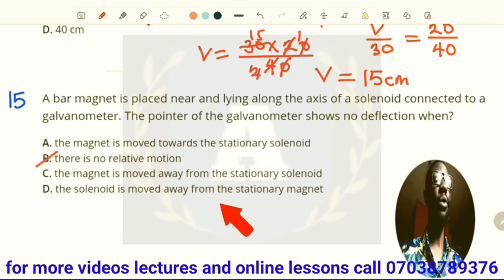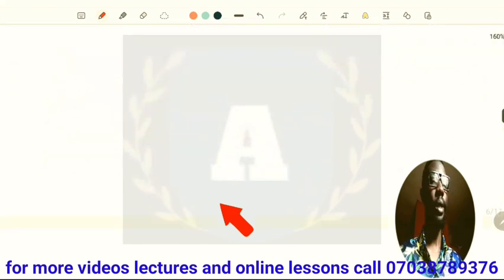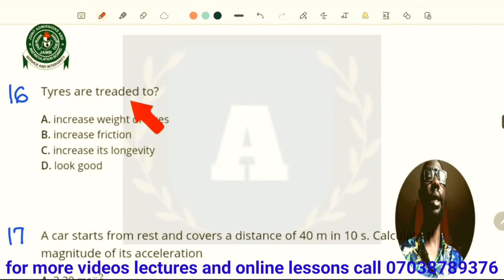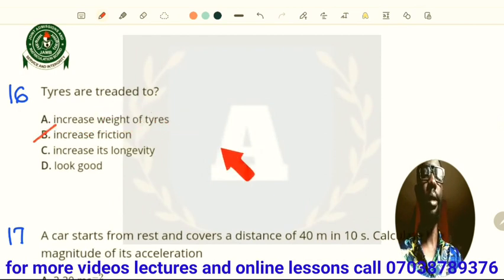Quick one to the next question. Tires are threaded to increase friction. That is a quick one there.